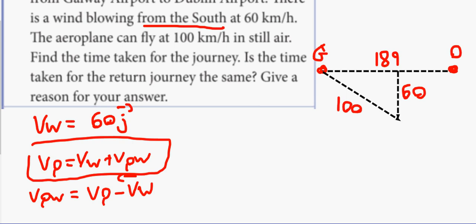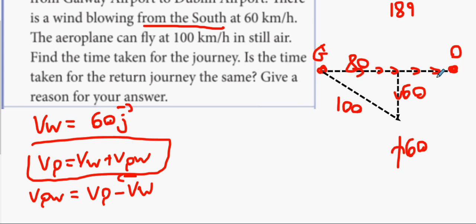And what's the other one? I think it's a 6, 8, 10 triangle, isn't it? So 60, 80, 100. So that means I'm going 80 kilometers to the right, 60 kilometers an hour down, but the wind is forcing me at 60 kilometers an hour up. Means I'm just going to travel straight across to Dublin. Is that alright?